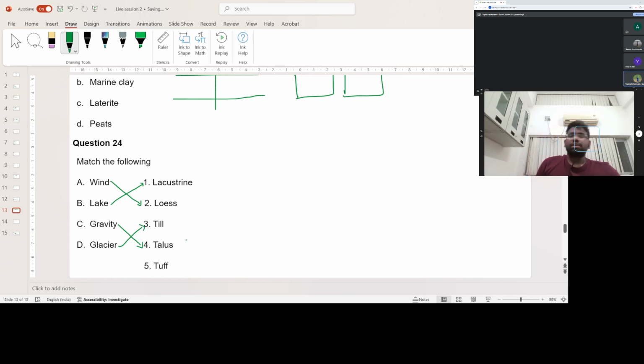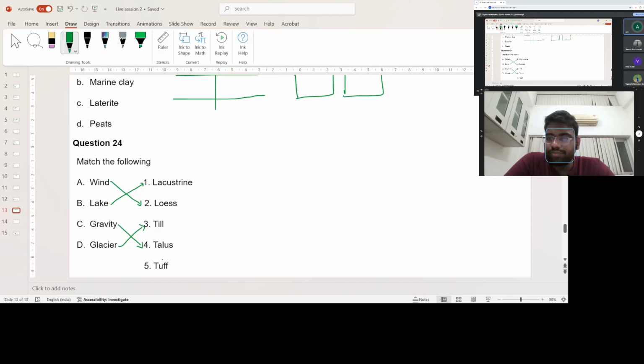So the deposits that are formed due to glacial action are till. Those are left behind when the glacier melts. Those are till. Any doubts? Option 5 doesn't match, sir. It is a surplus. Yes, it is a surplus, just to confuse. Okay.